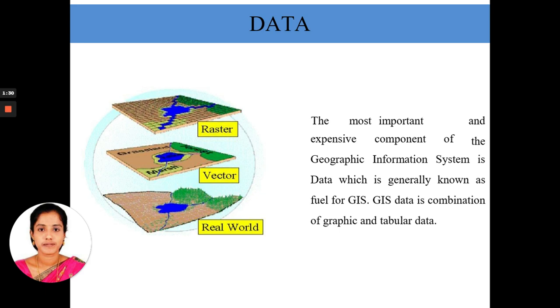And again, we have one more classification of the data: non-spatial data, the attribute data. The data in table form that describes the spatial data is called non-spatial data. So these are the five components involved in a geographic information system: the hardware, the software, the people, the data, and the methods.